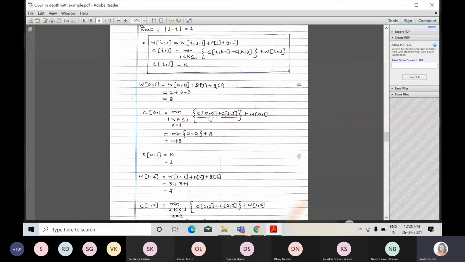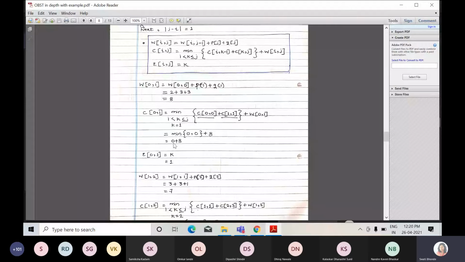C of 0 0 was 0 आणि C of 1 1 was also 0. सो 0 प्लस 0, 0 झालं ना. सो 0 प्लस 0, 0 झालं आणि that will be added with W of 0 1. W of 0 1 काय भेटलं इतक्यात आपल्याला, what is W of 0 1? 8. ओके. सो 0 will be added with W of 0 1, that is 8. ओके. सो what is the cost of 0 1? C of 0 1, cost of 0 1 is 8.